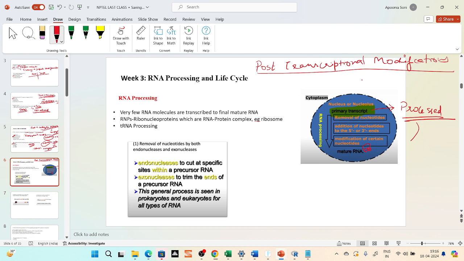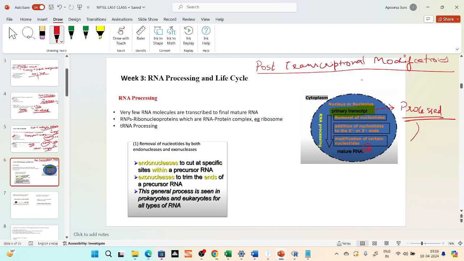Removal of the nucleotides, which means splicing. Addition of nucleotides to the 5 prime or 3 prime end. At the 5 prime end, we add the cap, the methyl cap. At the 3 prime end, we add a poly A tail. Modification of certain nucleotides, which means some nucleotides are getting acetylated, some are getting methylated. So these are different modifications that take place.